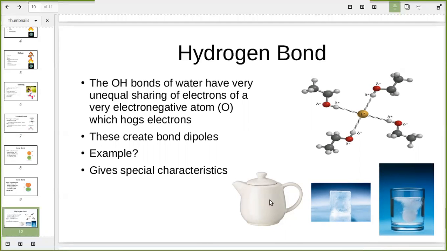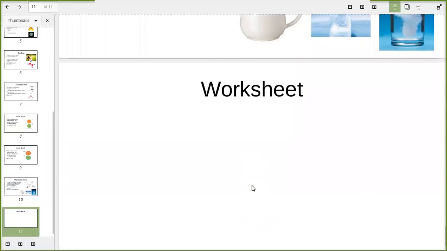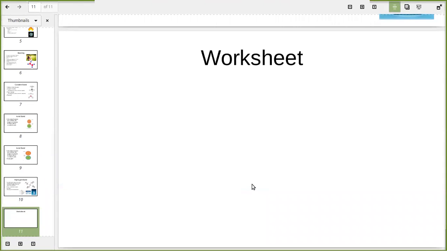Okay, so those are the main types of bonding that you've gone over in lecture and you should know about, at least part of the information you should know about it. Does anybody have any questions on that? No. Everybody get what I just went over here? Okay, now that we've gone over that, we could go over the worksheet.